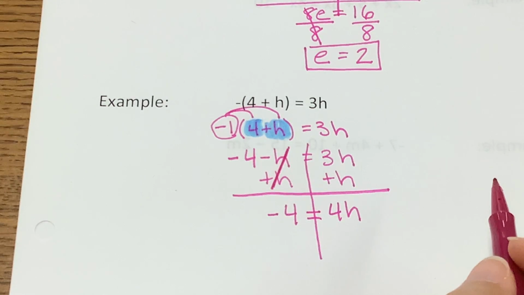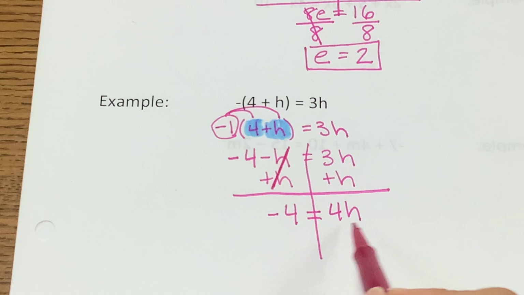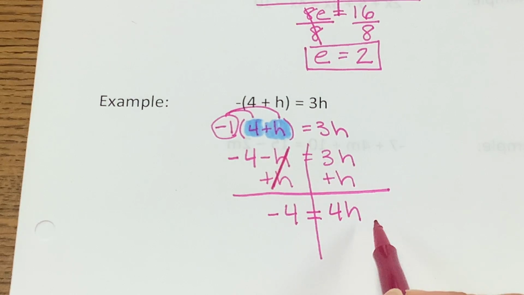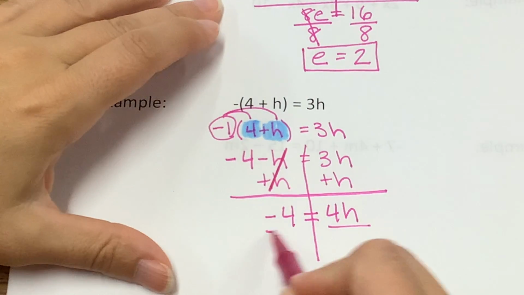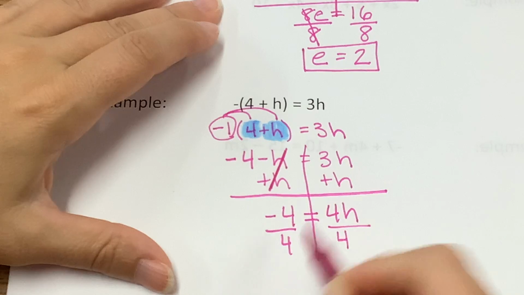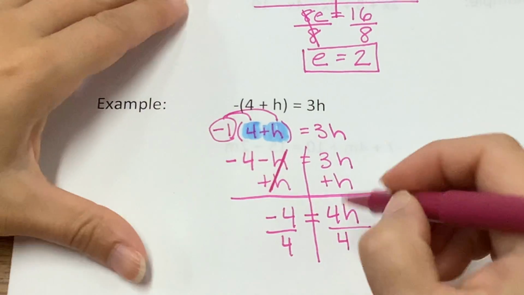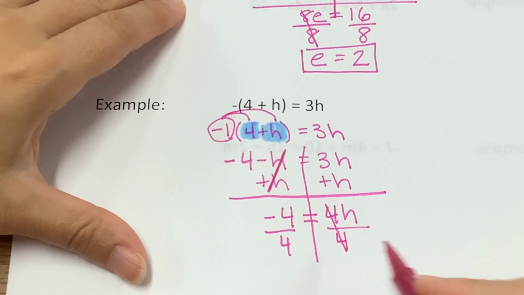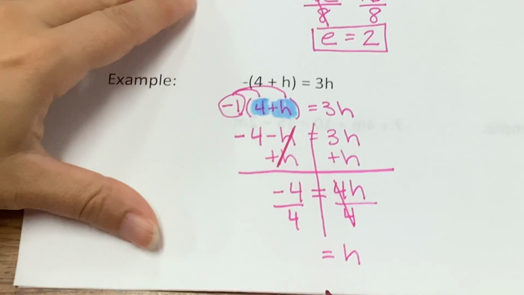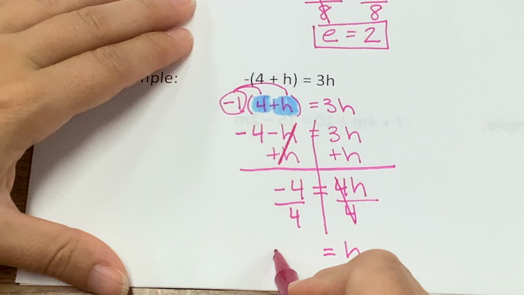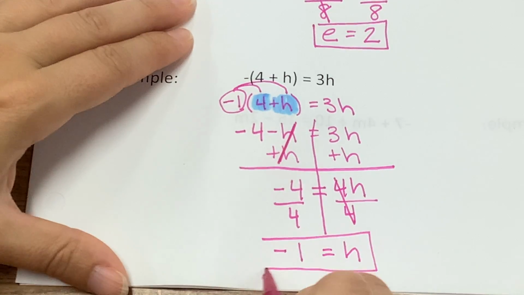So we move the variable to one side. Now we check. Is there anything that we need to add or subtract from the variable term? No, it's already by itself. So what's our final step going to be? Divide by 4. We're dividing by what's with the variable. 4 divided by 4 is 1, times h is h. -4 divided by 4 is -1. Be careful with those signs.